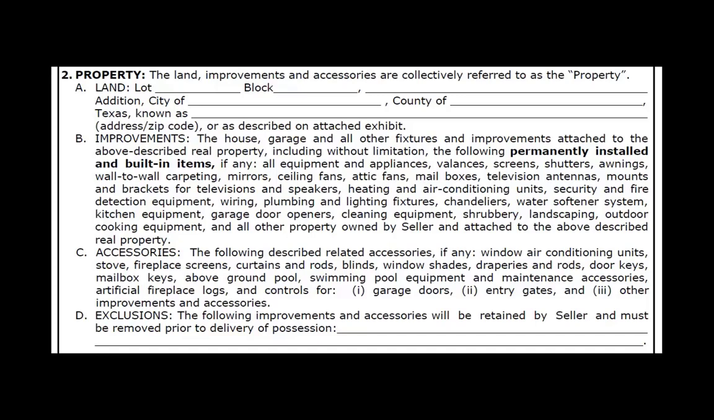If you were to run out of room and you didn't have enough room to write the entire legal description, you can use the special provisions to continue the legal description there, or an attached sheet of paper. I would actually probably just prefer an attached sheet of paper.